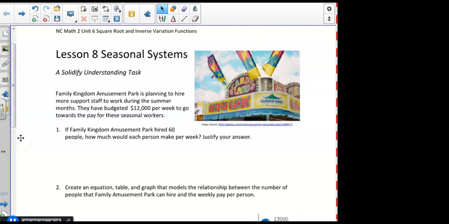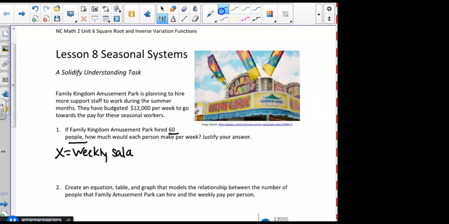In Lesson 8, Seasonal Systems, we are told that Family Kingdom Amusement Park is planning to hire more support staff to work during the summer months, and they have budgeted $12,000 per week to go for the pay of these seasonal workers. We are asked in number 1, if Family Kingdom Amusement Park hired 60 people, how much would each person make per week. So let's define a variable first. Let's let x equal the weekly salary per person, or the pay per week per person.